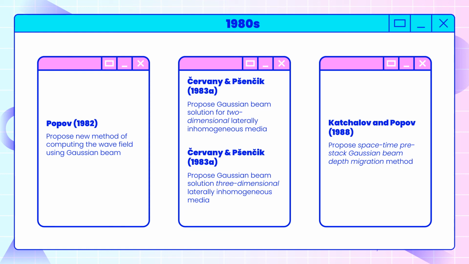inhomogeneous media, where the parallel ray plane approximation is solved by reducing such equation into a Schrödinger parabolic equation, followed by numerically solving the Riccati matrix equation and analytically solving the transport equation. Kachalov and Popov in 1988 proposed the space-time Gaussian beam pre-stack depth migration method by avoiding the Fourier frequency integral, instead replacing it with the sum of residues at the poles of the spectral density of a time pulse.